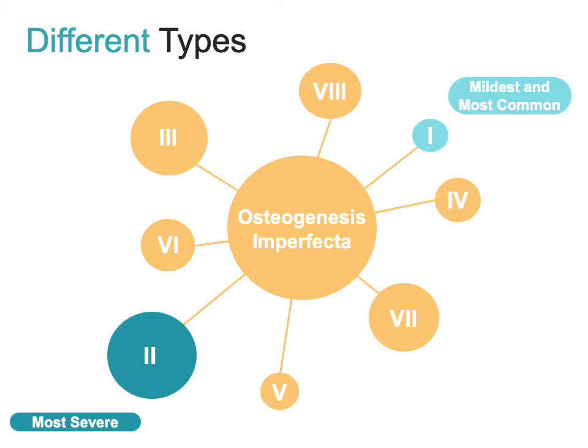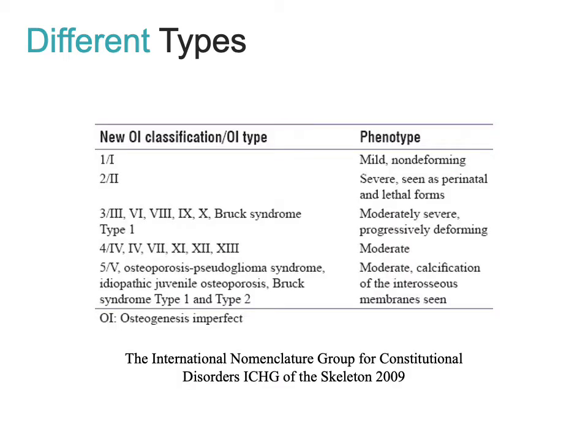The two main ones of note are two of the ones that were defined by Dr. David Sillens and his team, which include type 1, which is the mildest and most often undetected form of OI. The most severe form, which is more often than not lethal, is type 2 osteogenesis imperfecta.